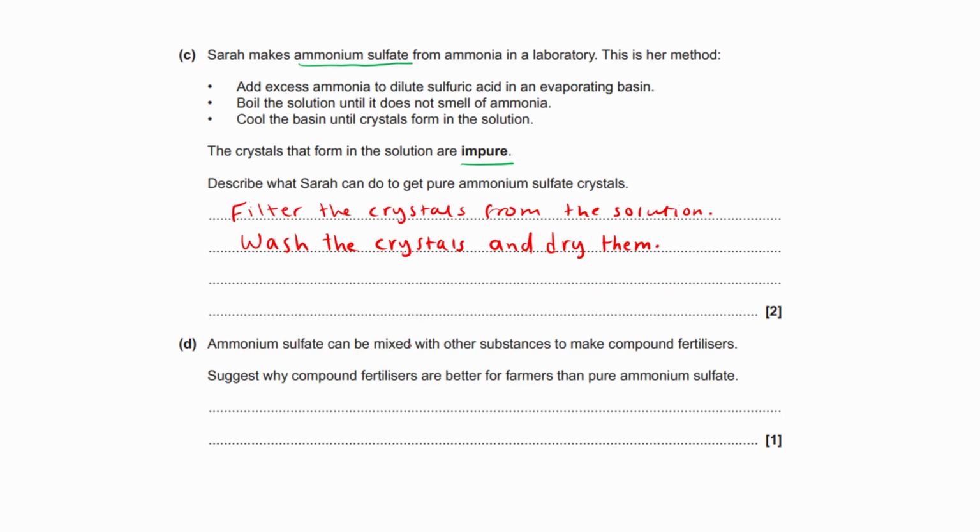Ammonium sulfate can be mixed with other substances to make compound fertilizers. Suggest why compound fertilizers are better for farmers than pure ammonium sulfate. So ammonium sulfate, the elements that they have that allow plants to grow are nitrogen and sulfur. Compound fertilizers have other elements that are useful for plants, such as potassium, phosphorus. So that's what you need to say. So if you just write down compound fertilizers have other elements, that's 1 mark. Or if you write compound fertilizers have potassium or phosphorus, that would give you the mark.